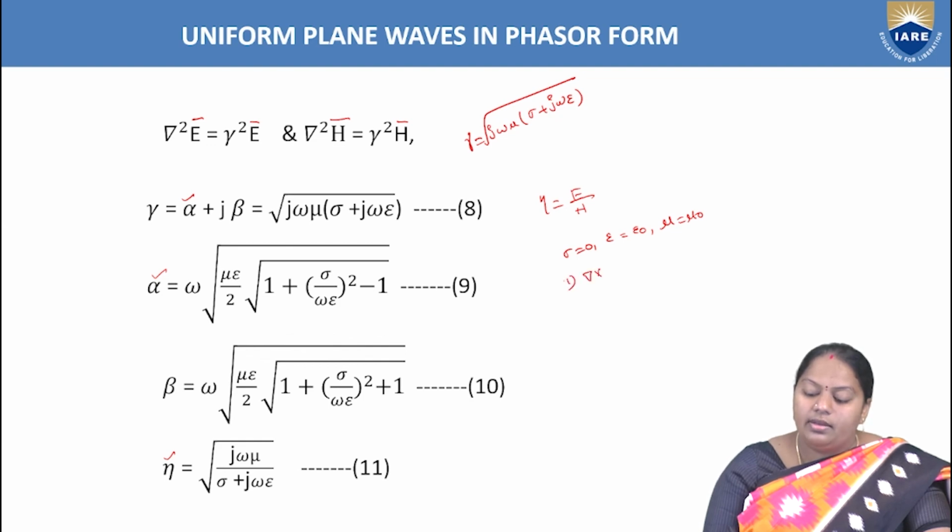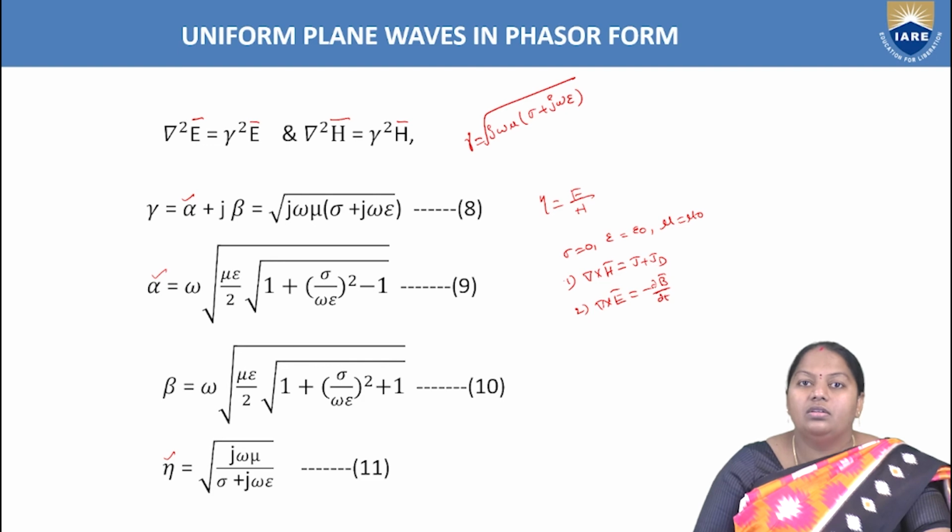One is del cross h bar equal to J plus JD, and another Maxwell's equation is from Faraday's law, del cross E bar equal to minus dou B bar by dou T. These are the two Maxwell's equations which we have used. Then from that we have got the electromagnetic wave equation or uniform plane wave equation.